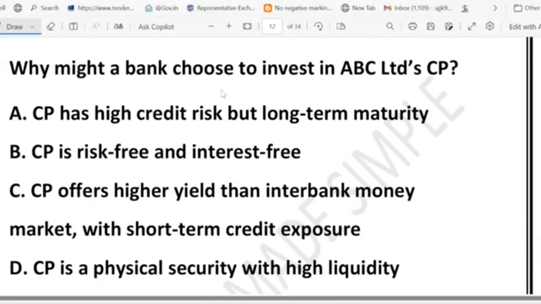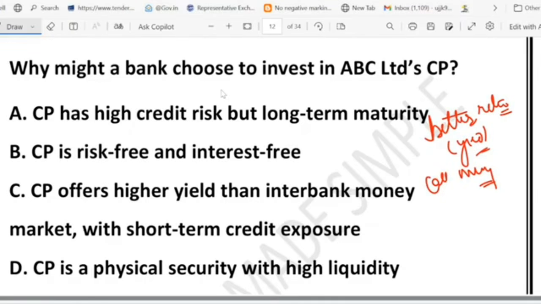Now, it is a very good question. Let's first understand what CP is. I told you it is a kind of short-term debt instrument issued by a company to raise money quickly. And why do banks prefer CP? Because it offers better return. CP offers better yield as compared to call money, as compared to overnight lending.